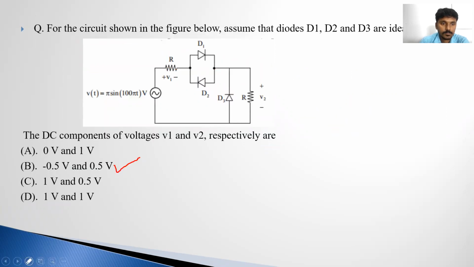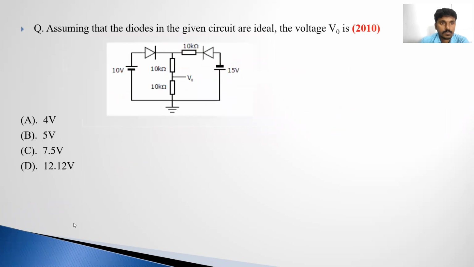Okay. Next. Assume the diodes in the given circuit are ideal. What is the voltage V0? Can anyone solve this question? If we assume all the diodes are ideal, there is no voltage drop across the diodes. And what will be the output voltage at this point, V0?